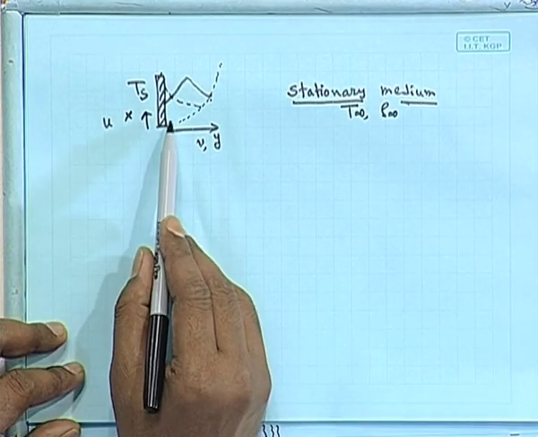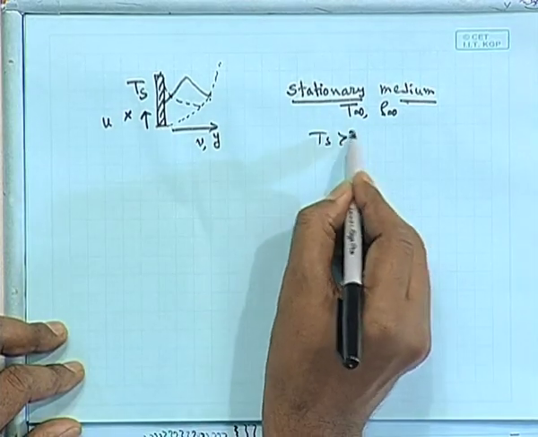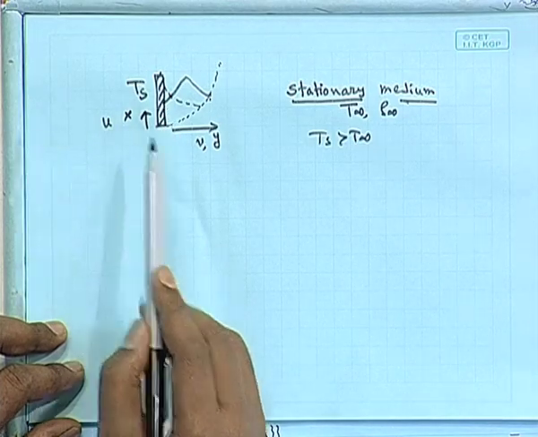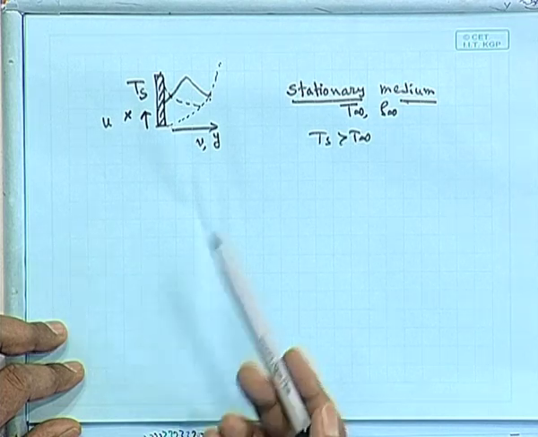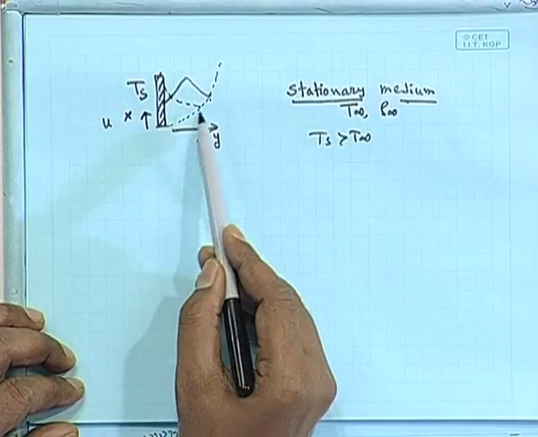So, basically fluid close to the wall will be heated up, Ts is greater than T infinity. Fluid present close to the wall, close to the plate, will be heated up and become less dense, and there will be a buoyant force acting on it. Most probably it will overcome the viscous forces and move up. So, there will be a kind of boundary layer.